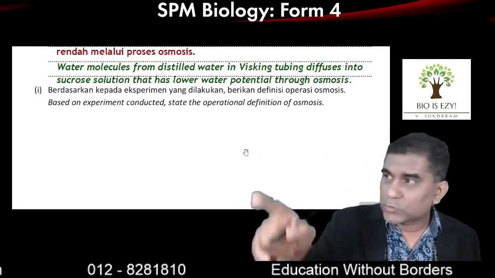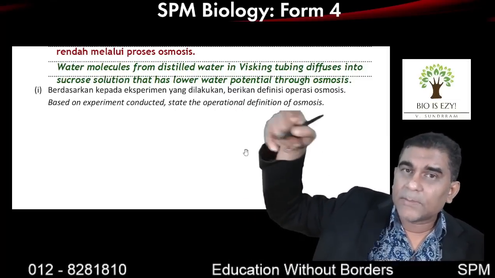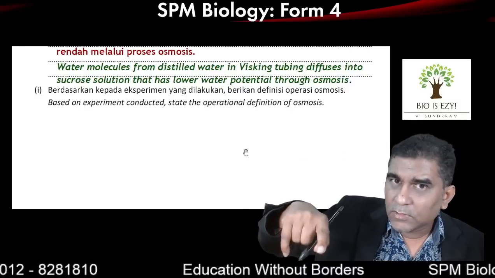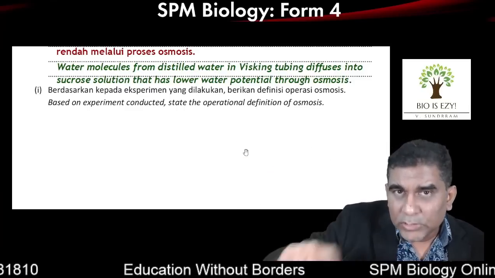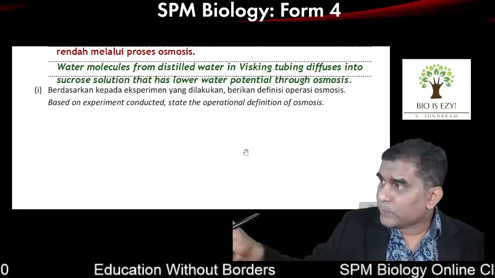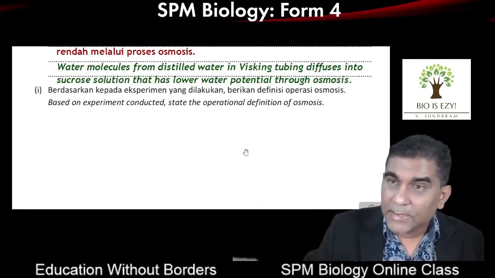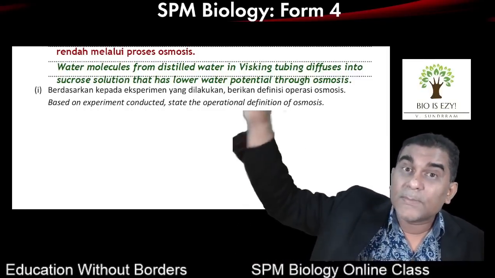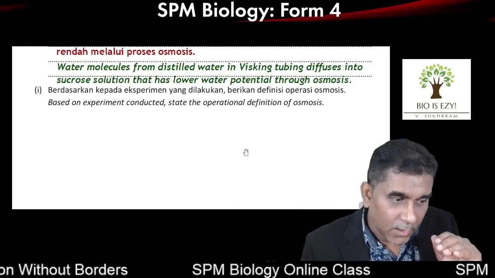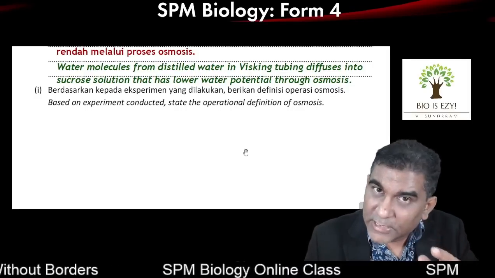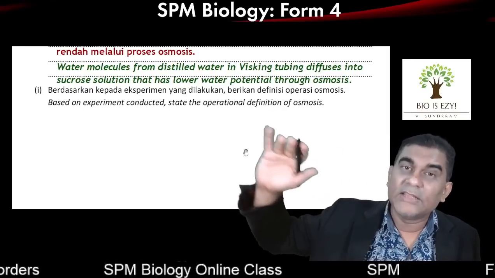How do you know osmosis is occurring? Because the sucrose level is rising. That's the proof. So that is what you must state. Osmosis is a process that causes increase in sucrose solution level in the capillary tube. That's the main answer.